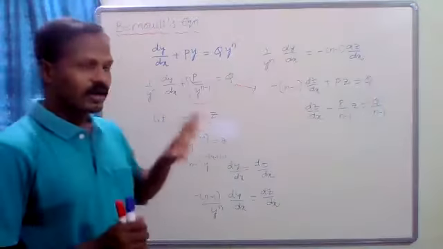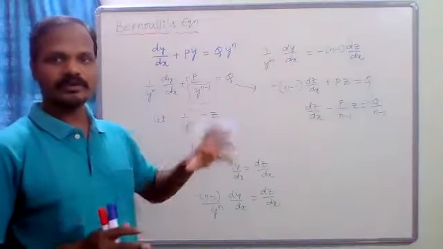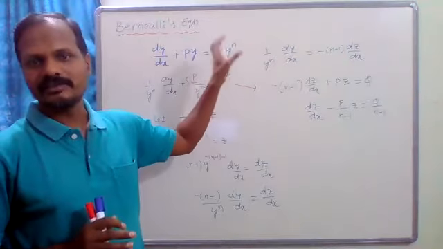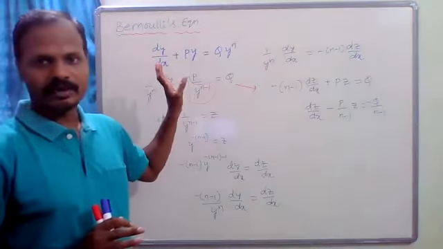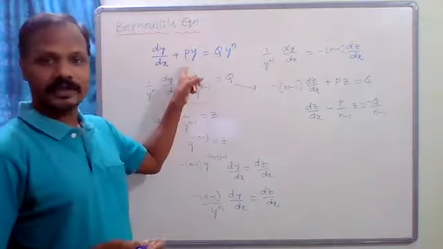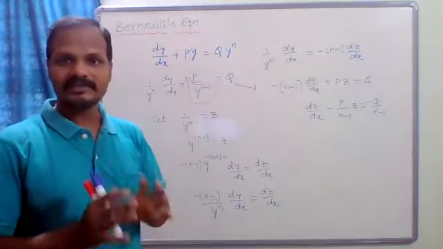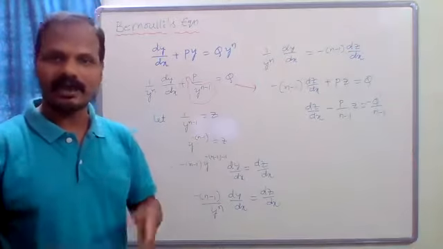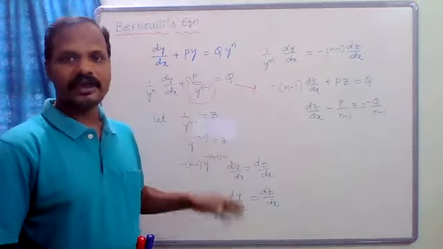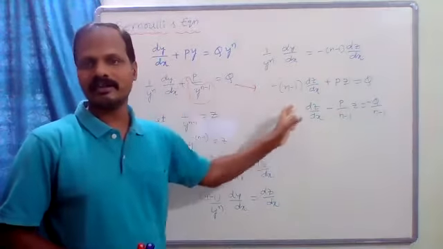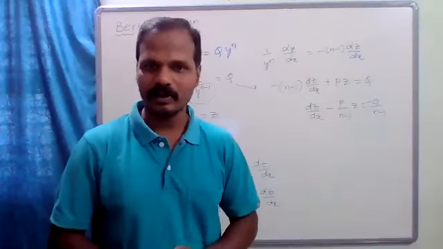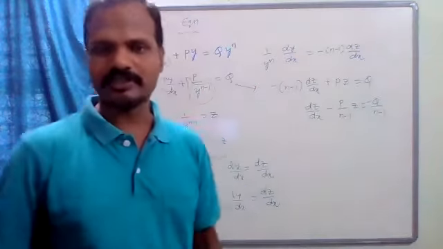So always keep only x terms on the right side. Whatever y terms are there, just move to the left side. Then second step, consider the coefficient of p, which is some z or t or v, whatever it may be. Then differentiate with respect to x and the equation becomes linear in z. Then proceed as in the linear differential equation form. Now I will do one example.